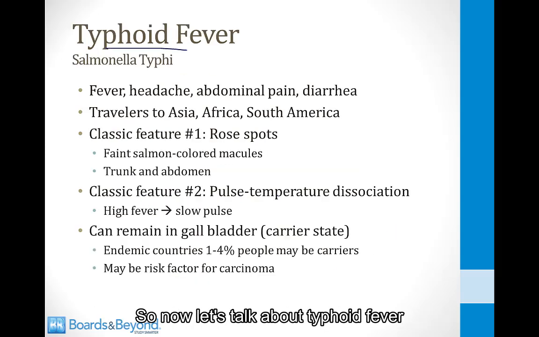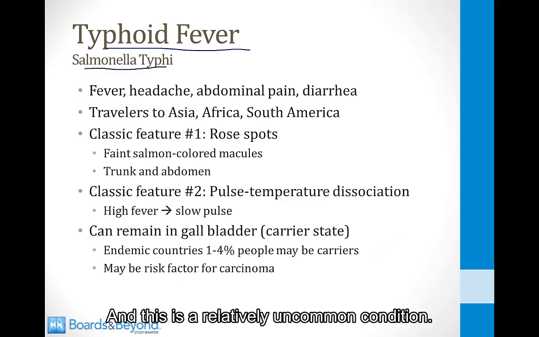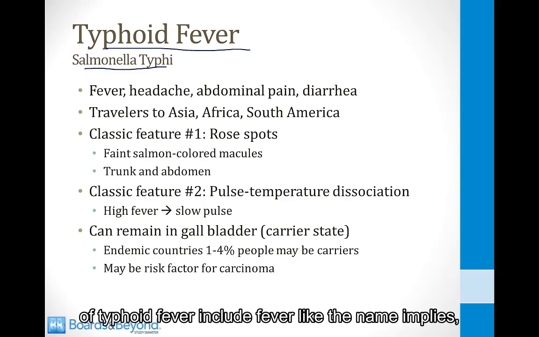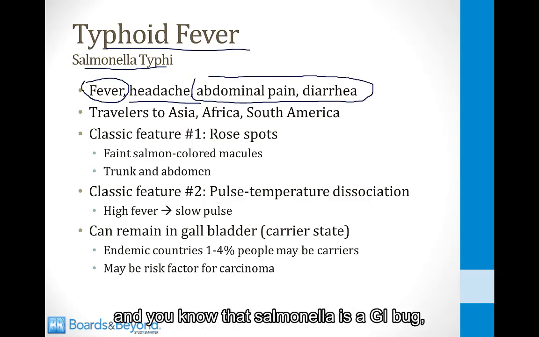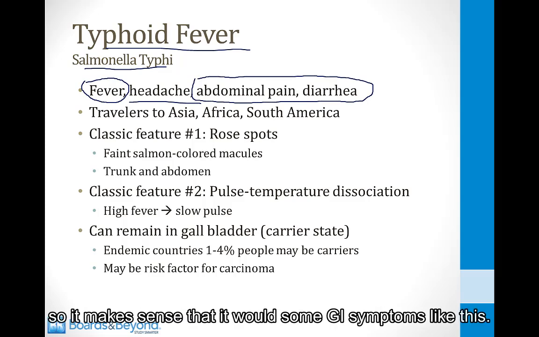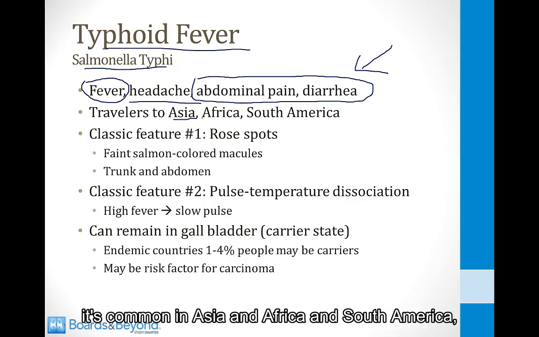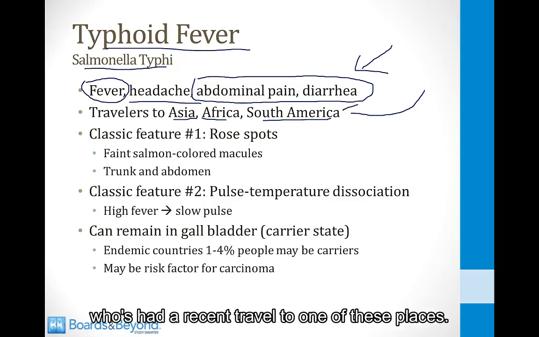So now let's talk about typhoid fever, which is caused by Salmonella typhi. And this is a relatively uncommon condition. You may never see it clinically, but you definitely need to recognize it in board questions. So some of the symptoms of typhoid fever include fever, like the name implies, and then there's often a headache. And then you often see abdominal pain and diarrhea. And you know that Salmonella is a GI bug, so it makes sense that it would cause some GI symptoms like this. It's not common in the United States. It's common in Asia and Africa and South America. And in a board question, it's almost always going to be someone who's had recent travel to one of these places.